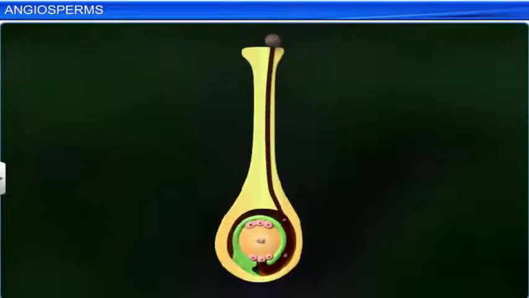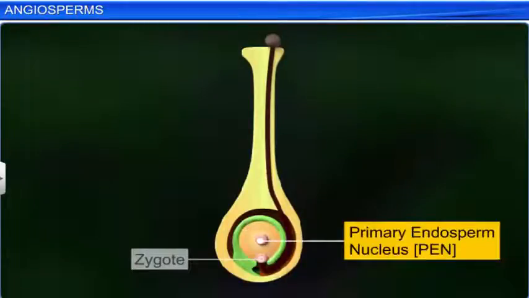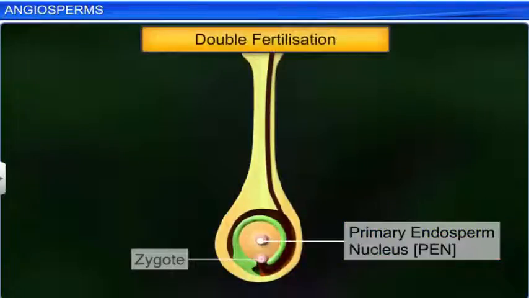It discharges two male gametes inside the embryo sac. While one gamete fuses with the egg cell to produce a zygote, the other gamete fuses with the diploid secondary nucleus to produce the triploid primary endosperm nucleus. This event is called double fertilization as it involves two fusions. Interestingly, double fertilization is observed only in angiosperms.